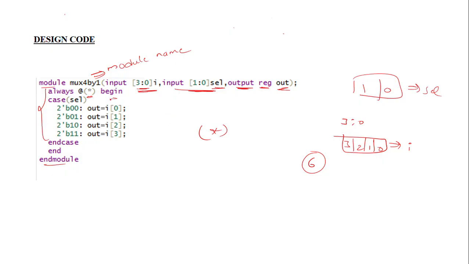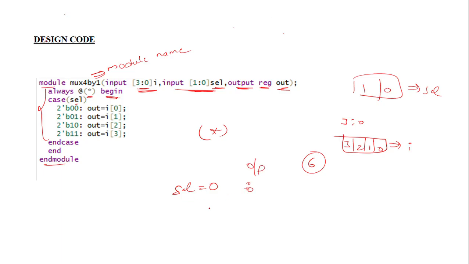There are multiple statements, so that's why we write begin and then case statements. Here we use case statements. So what are you going to use in this case? The sel variable, it should be inside this case. If the sel value is equal to 0, how is your truth table? If the sel value is equal to 0, our output will be I0.